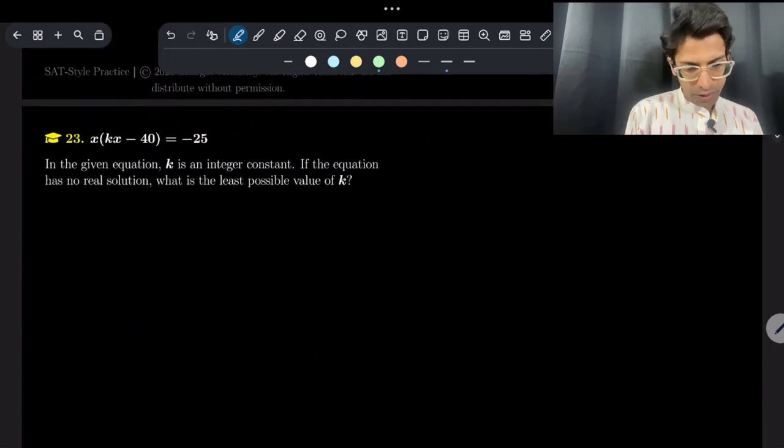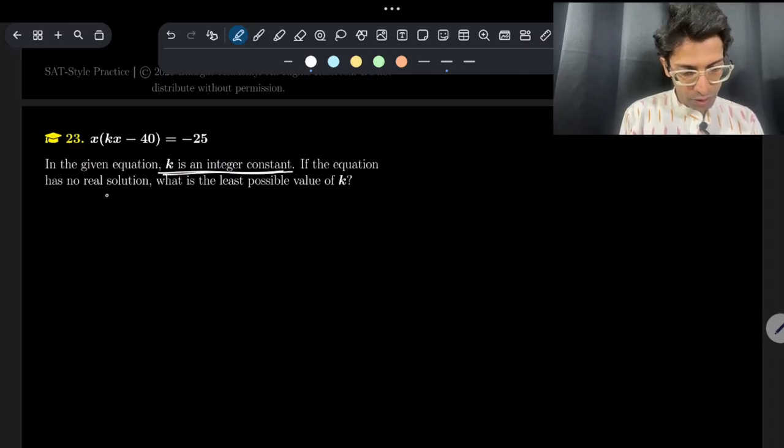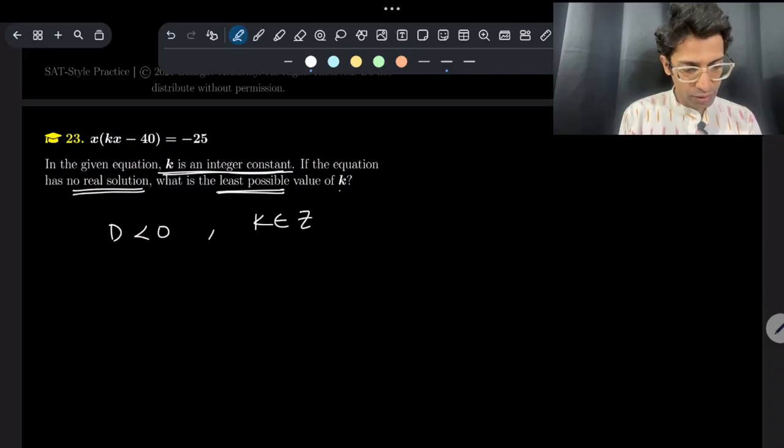Now, x times kx minus 40 equal to negative 25. In the given equation, k is an integer constant. If the equation has no real solution, that means the discriminant should be less than 0. K belongs to integers. What is the least possible value of k? So he's asking you to find the value of k.